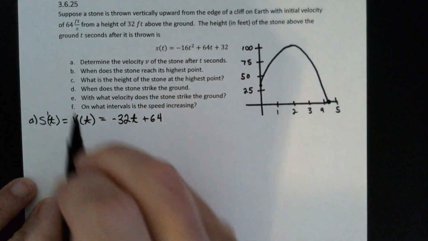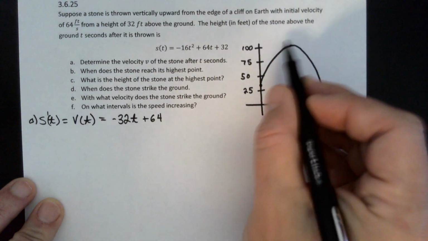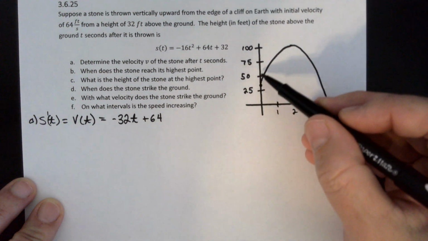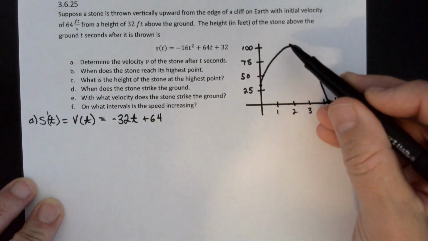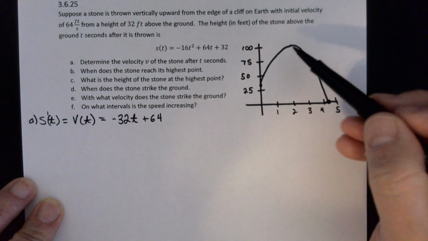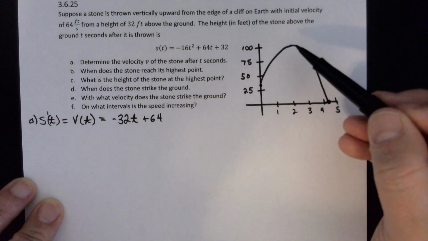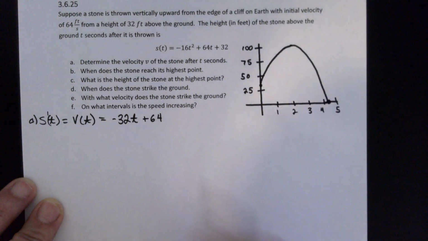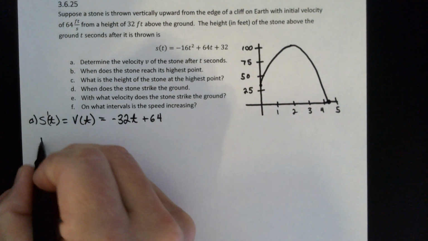Okay. Next question: when does the stone reach its highest point? Remember, it gets thrown up, goes up, up, up, up, up, stops, and starts coming back down. So we are looking for this point where the velocity is 0, or this line is flat. It's got a 0 tangent line here. So we're looking for where v of t is equal to 0.